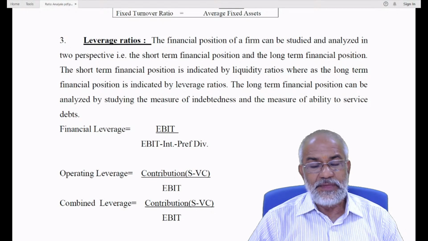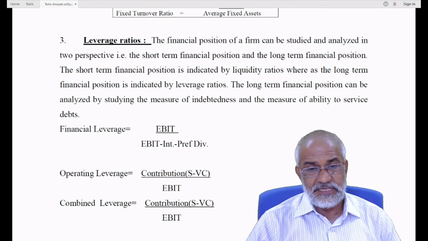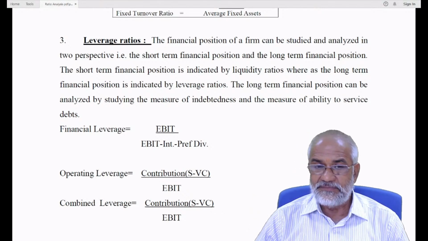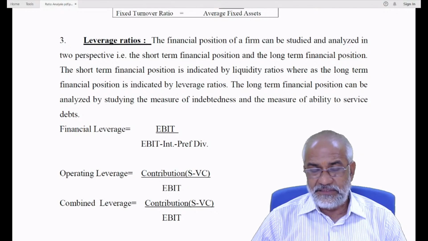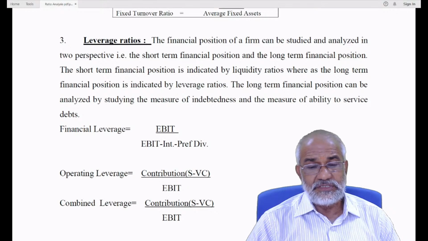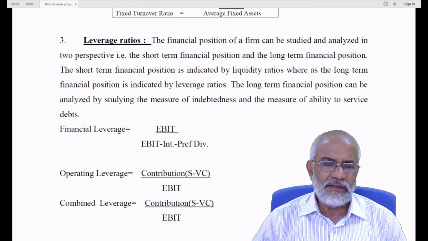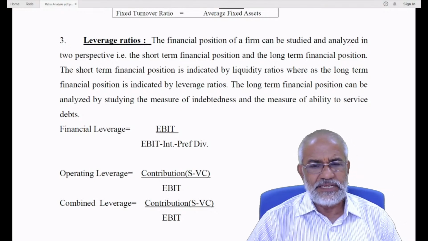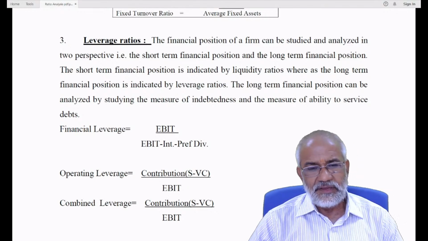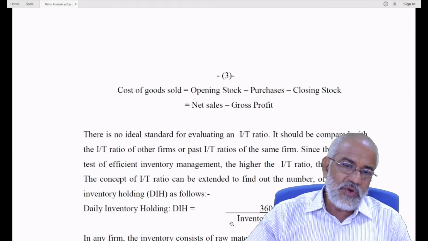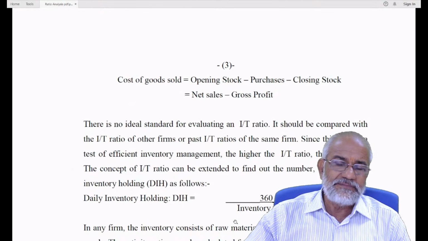That means EBIT divided by EBIT minus interest minus preference dividend, the whole multiplied by contribution divided by EBIT. EBIT will be cancelled. The resultant would be contribution, or sales minus variable cost, divided by EBIT minus interest minus preference dividend. So that would be the combined leverage. So under the leverage category, what are the ratios to be computed by us?